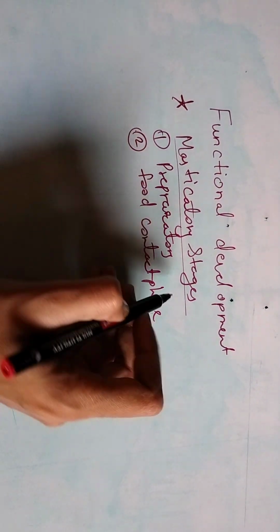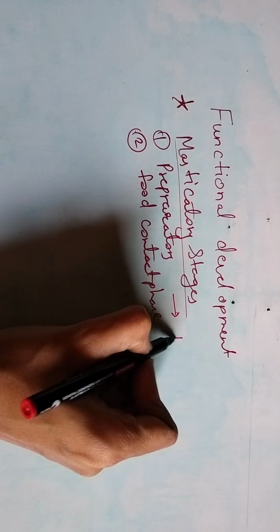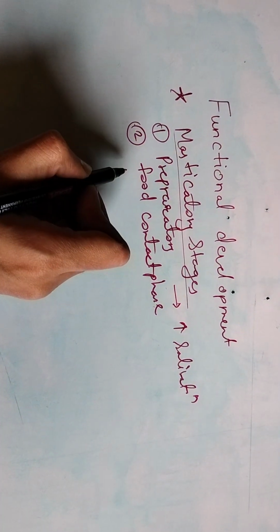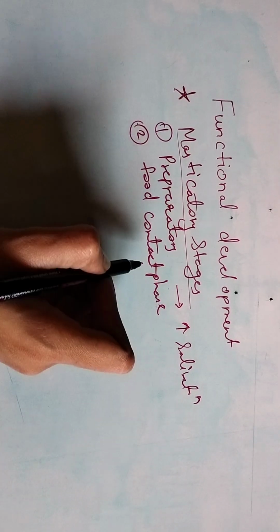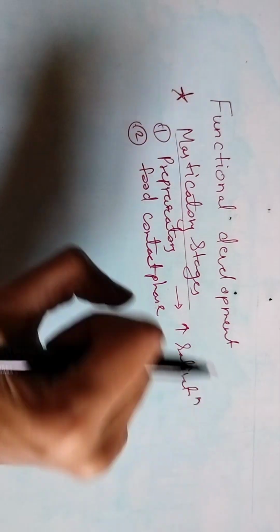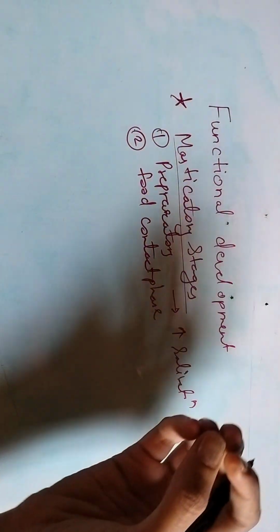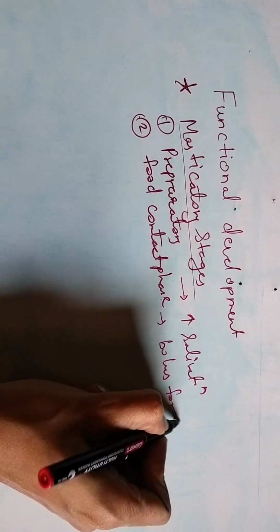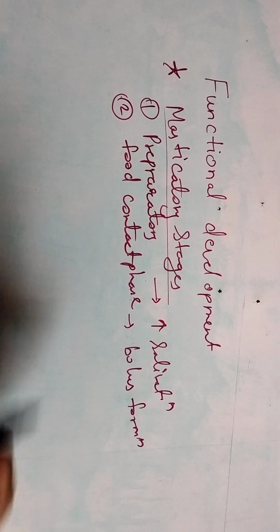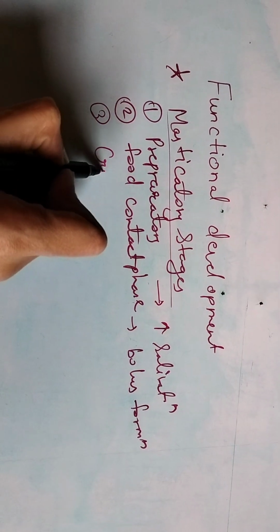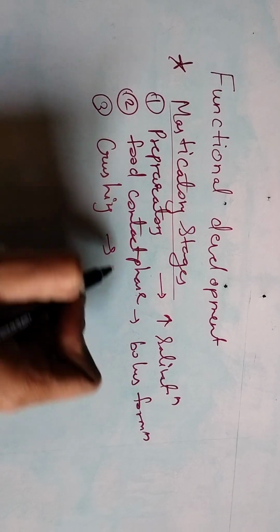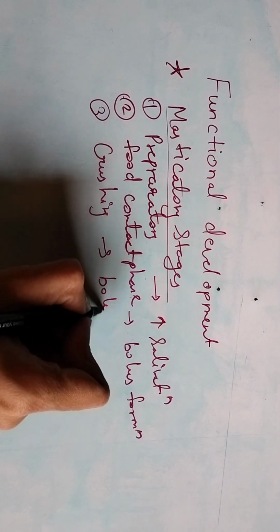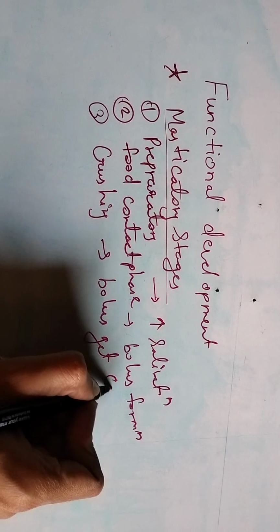First stage is the preparatory phase, in which there is increased salivation. Second one is the food contact phase: food contacts the teeth and forms the bolus. Here, bolus formation occurs. Third one is the crushing phase. In this, teeth start crushing the bolus. The bolus gets crushed.